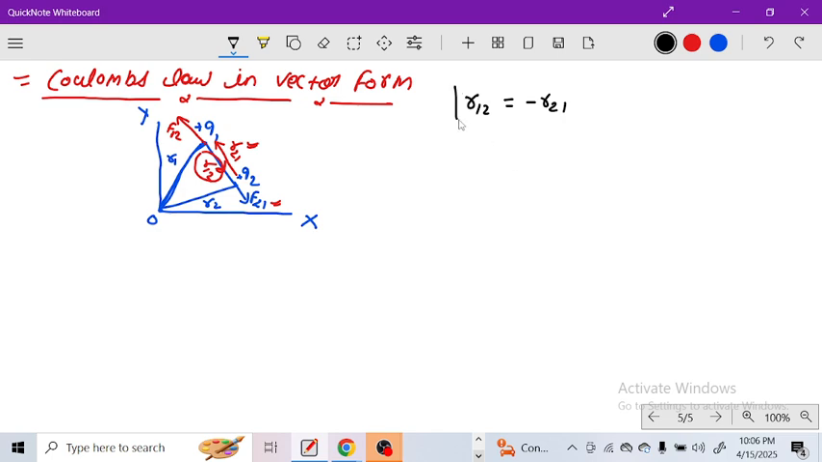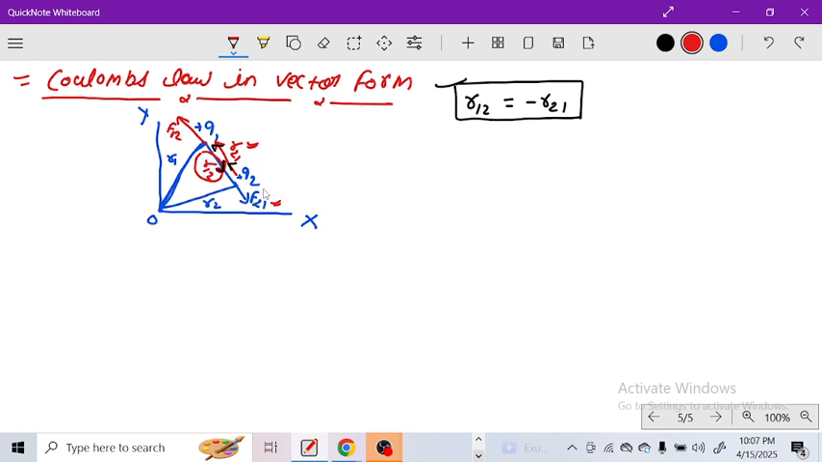Can I write this, Kavya? Yes, sir. R12 is equal to minus R21 because R12 goes this side and R21 goes this side. Okay, understood? Yes, sir. Because of the opposite direction, I can write R12 is equal to minus R21.